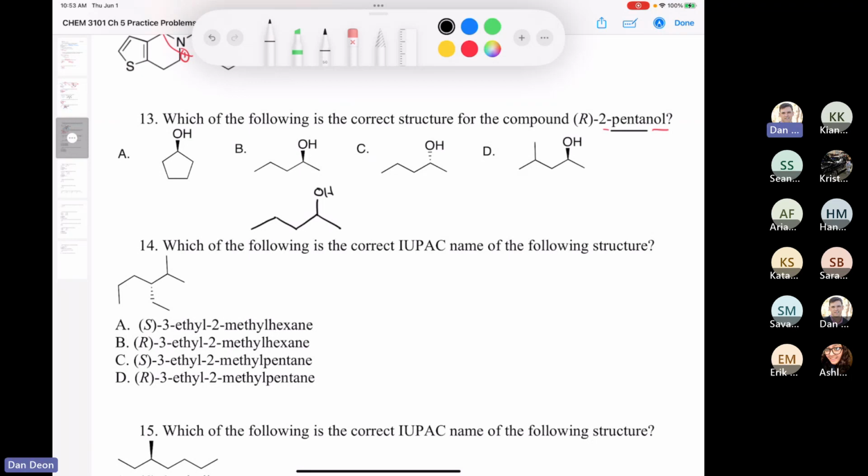And so if we look at B, we would go from 1 to 2 to 3, like that, which would be S. And if we do this one, we go 1 to 2 to 3, which looks like it would be S, but we would reverse it. And so C would be an R compound. And so the answer must be C.